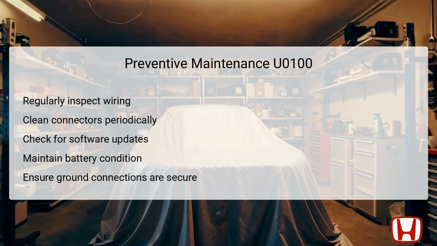Preventive maintenance plays a critical role in avoiding future occurrences of the U0100 DTC. Regular inspections of the wiring harness and connectors can prevent potential communication issues before they arise. Cleaning connectors periodically helps avoid corrosion buildup, which can disrupt communication signals. Checking for software updates for the BCM and ECM/PCM during routine maintenance can also enhance performance and compatibility.